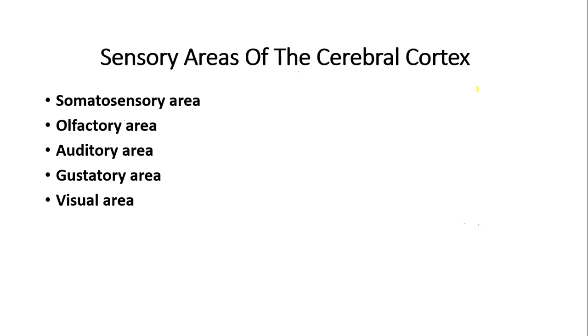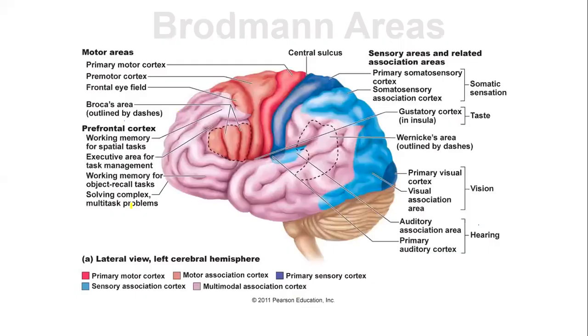So we have the somatosensory area, olfactory area, auditory area, gustatory area, and visual area. So we have said this somatosensory one is for somatic, which is the voluntary movement. Then olfactory is for smell, auditory for hearing, gustatory for taste, then visual for seeing.